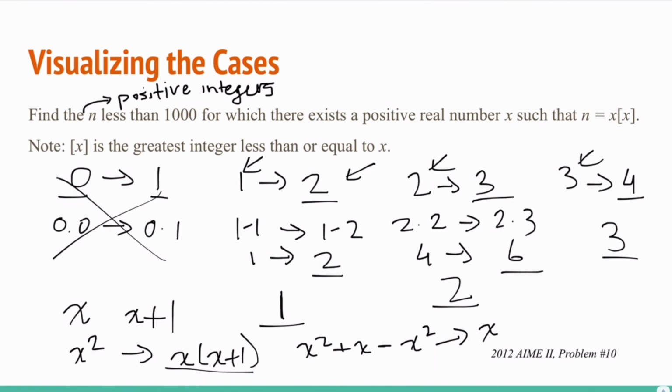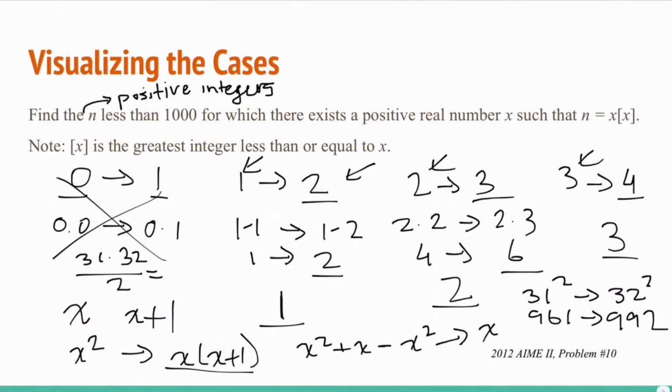And we get that the largest integer x that works is 31, because 31 squared to just under 32 squared is 961 to 992, which is still under 1000. So our final answer is 31 times 32 over 2, which equals 496.